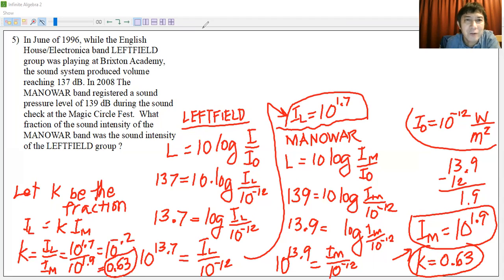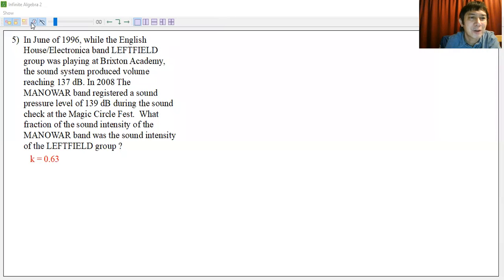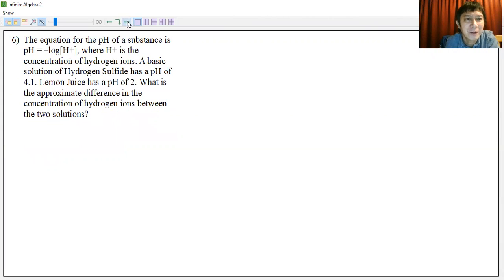And so let us verify the answer. You can find it over here. K is equal to 0.63. At least we are correct there. Such a long solution. So let's do number 6. Let's continue with number 6 here.